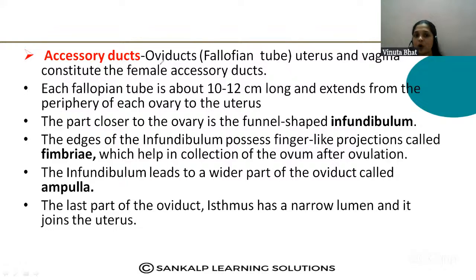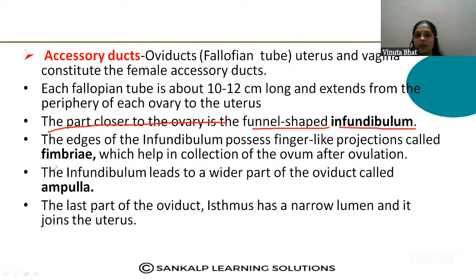Then this fallopian tube, let us learn about the accessory duct. It is also called an oviduct. Fallopian tube ಅನ್ನು ನೀವು ನೋಡಿದ್ರಿ ಅಲ್ವಾ? That is also called an oviduct, and each fallopian tube is about 10 to 12 centimeters. So this is also important for your CET, and extends from the periphery of the ovary to the uterus. Next, very important: the part closer to the ovary is a funnel shaped structure, that is called the infundibulum.